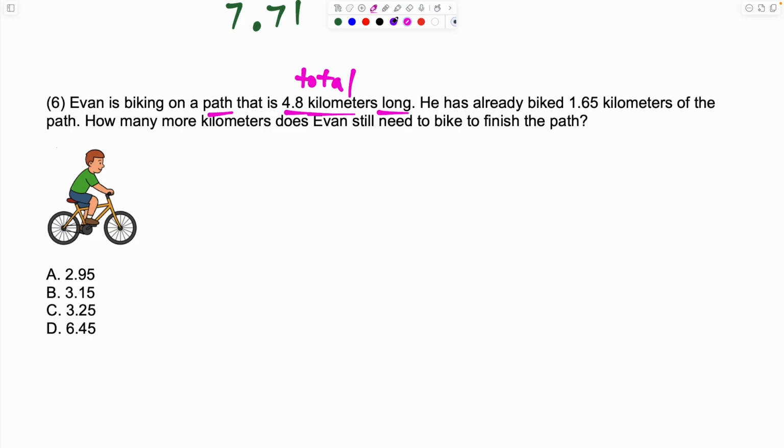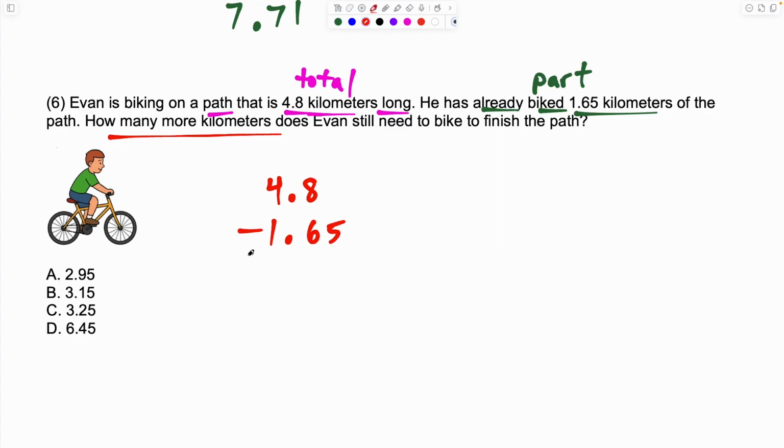And then they tell us here that Evan has already biked. So they told us he already biked 1.65 kilometers. So this is part of his journey. So if we want to know how many more kilometers Evan still needs to bike, so this is the actual question, how many more kilometers, then we're going to take the total and subtract the part that he already biked. So we're going to go 4.8 and then minus 1.65.